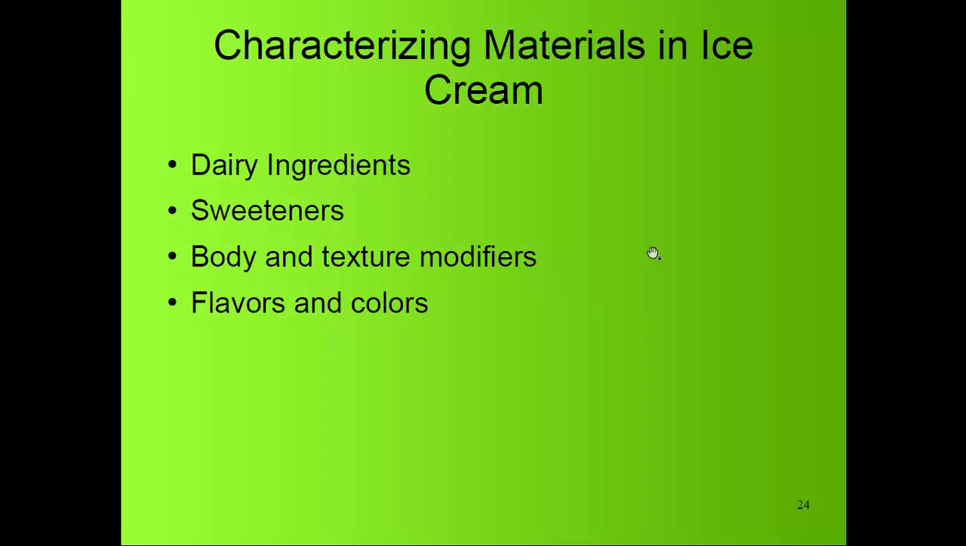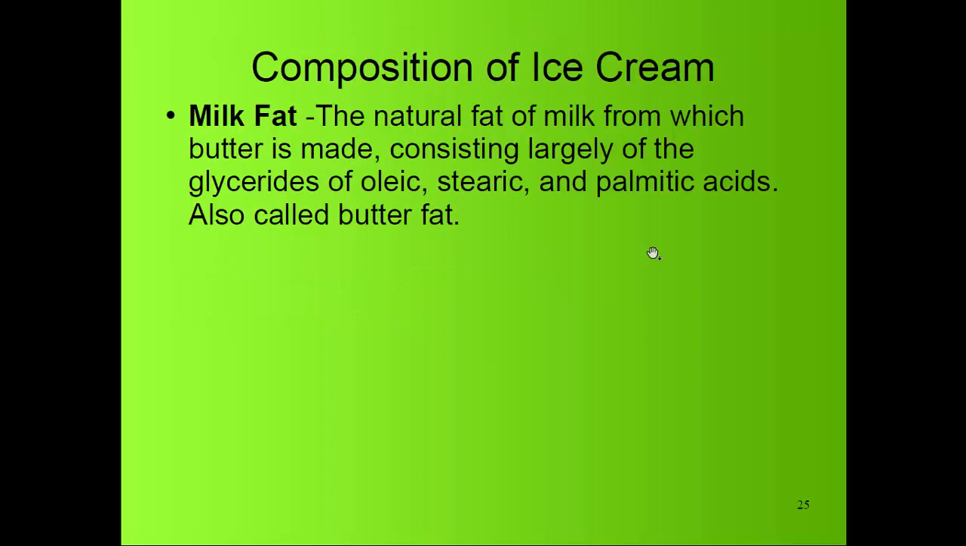So, characterizing materials in ice cream. There are dairy ingredients, sweeteners, body and texture modifiers, and flavors and colors. For example, there's milk fat. This is the natural fat of milk from which butter is made, consisting largely of glycerides of oleic, stearic, and palmitic acids. It's also called butterfat because butter is made out of it.